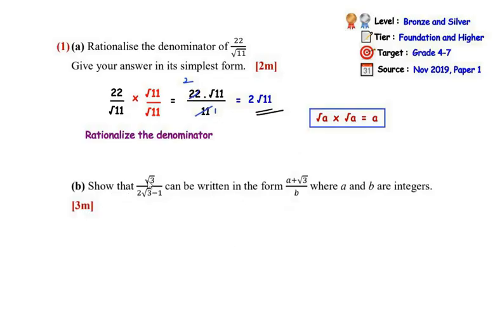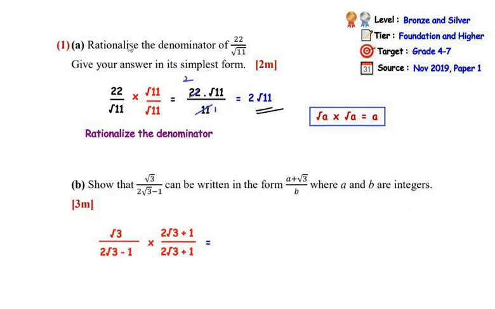Show that square root of 3 divided by 2 times square root of 3 minus 1 can be written in the form a plus square root of 3 divided by b, where a and b are integers. Now let us make a small comparison between a and b question. As you can see the denominator, here we had a single term, that is square root of 11. But here for the second one, we have 2 terms in the denominator, that is 2 root 3 minus 1.